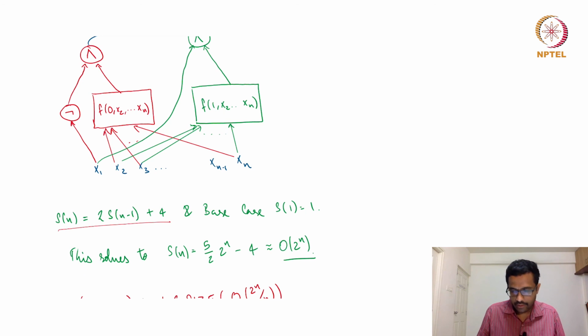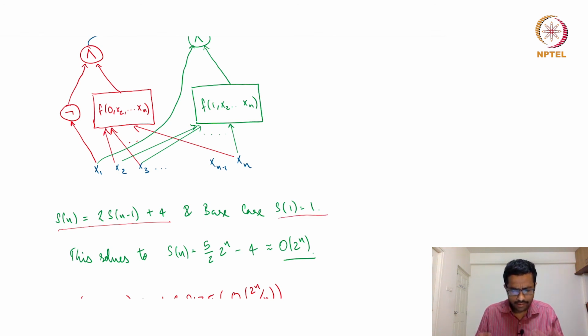And what is the base case? The base case is S of 1 equal to 1. When you have a 1-bit input and output, you have at most a single wire: x1 equal to x1, x1 equal to 0, x1 equal to 1, or the function is the complement of the input. There are only 4 possible functions, but in each of these cases, the number of gates required is at most 1. So S of 1 equals 1.